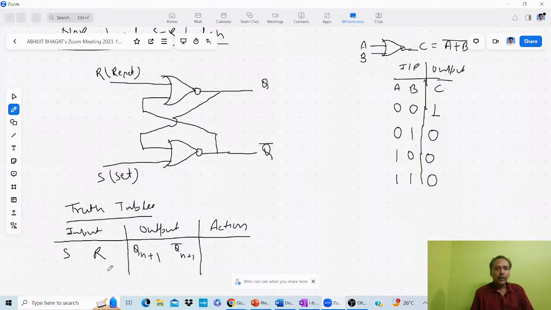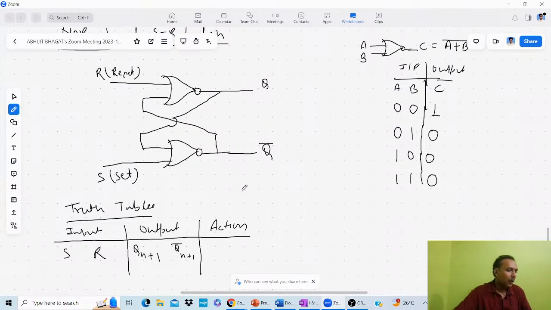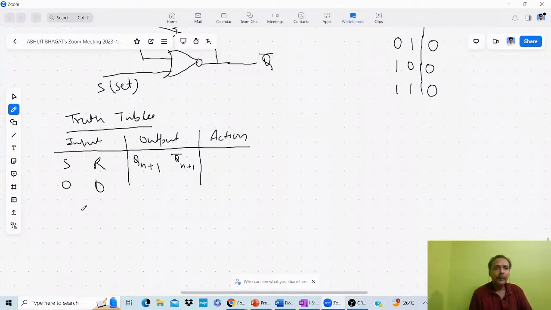Now you can see here, by using S and R, 4 combinations will be there. First we take 0, 0, then 0, 1, then 1, 0, and 1, 1. These are the inputs.